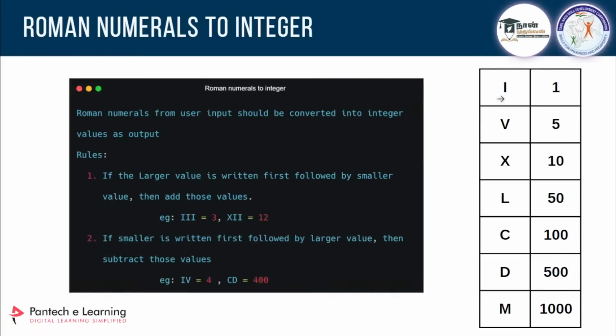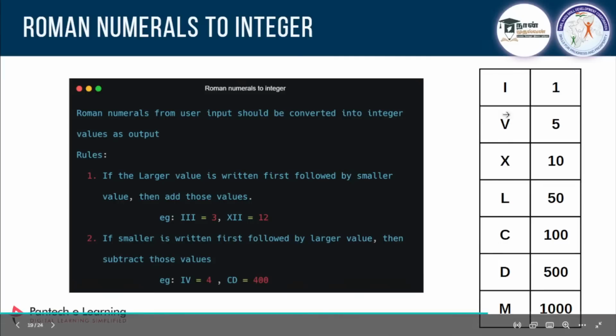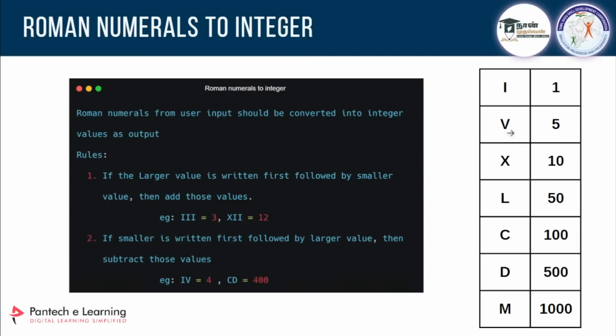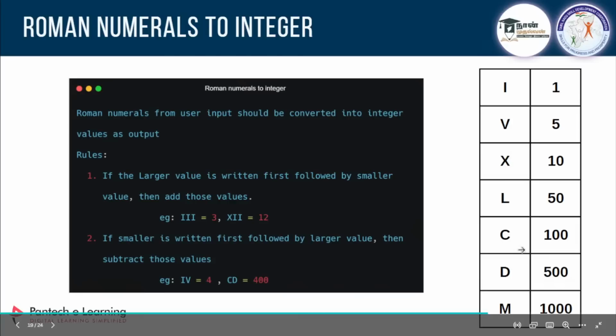In Roman numerals, we will only have these symbols: I, V, X, L, C, D, M. And for each one, we have a certain number for conversion. If it is I, it will be 1. If it is V, it will be 5. If it is X, it will be 10, and so on.